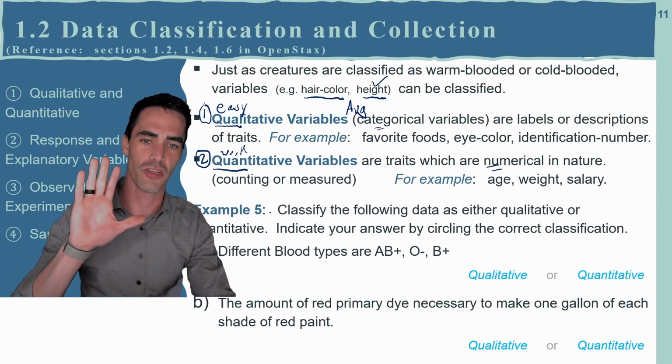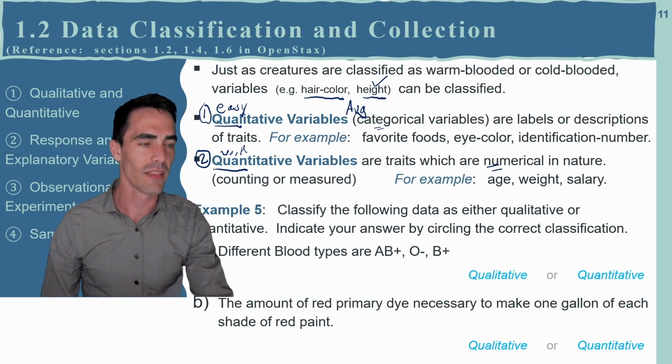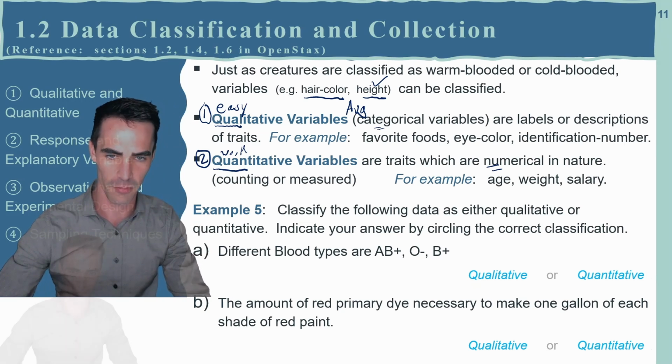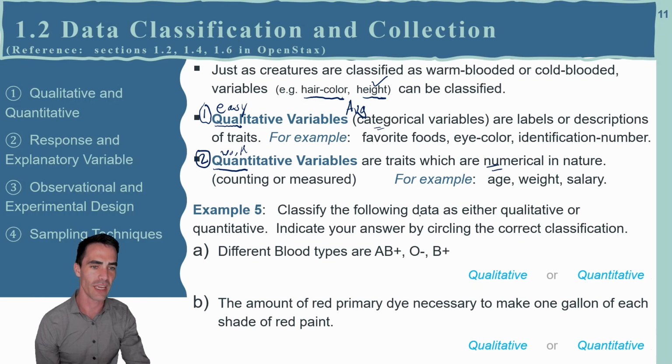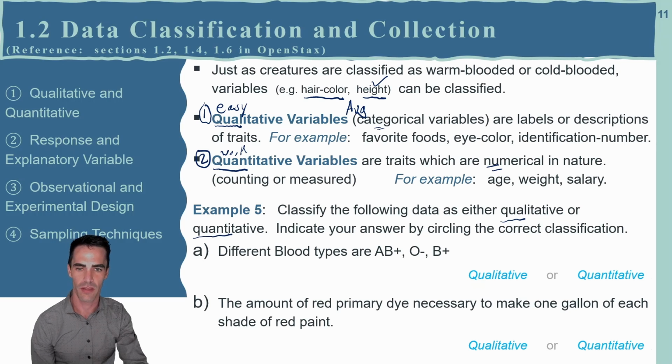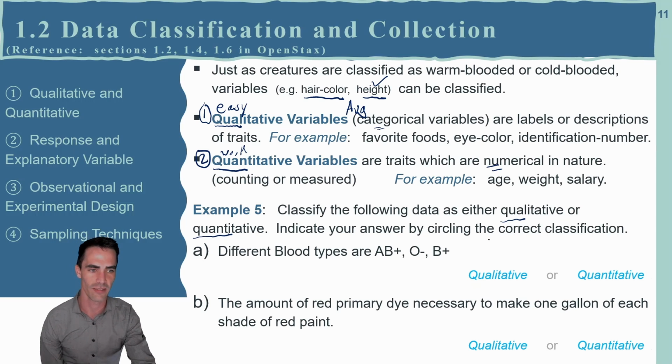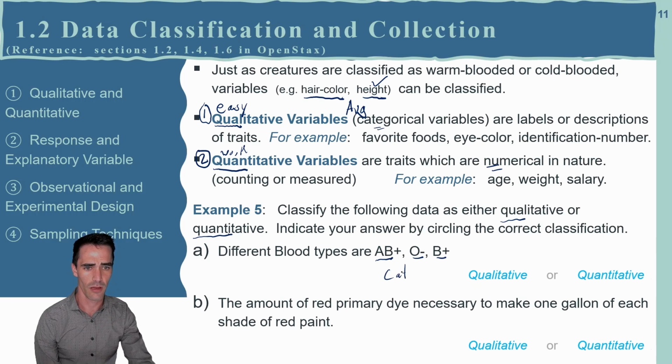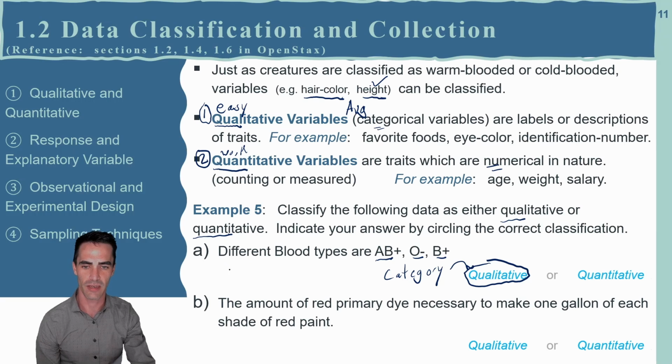Let me get into a classification example. Here we go. Classify the following data as either qualitative, that's categorical, or quantitative, that's numerical. Indicate your answer by simply circling the correct classification. Let's start off. Different blood types are AB positive, O negative, B positive. So these are those different responses that you may get. These are very much a category. To that end, category, hey, no problem. These things are going to be qualitative data types.